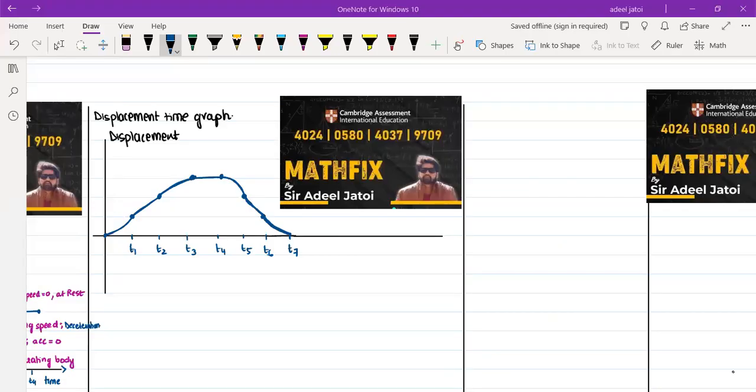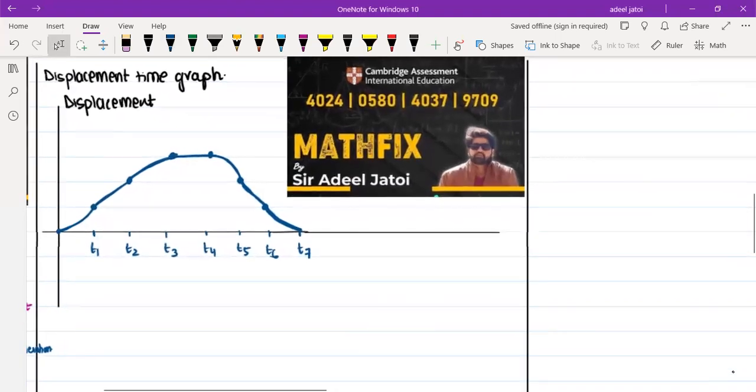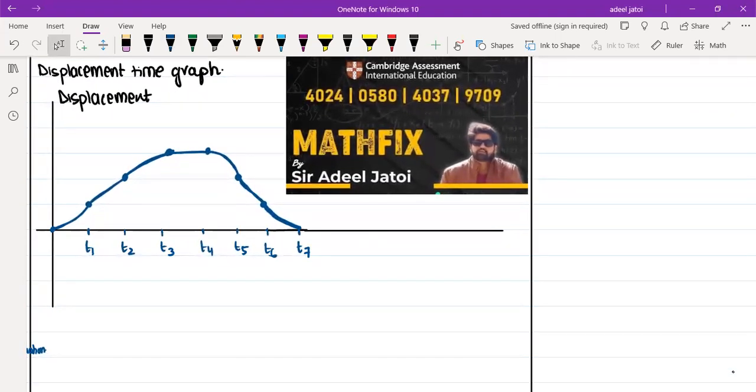Okay. Moving further after T7. Now you need to understand, let's say that we have T8, T9, T10, T11, T12, T13. And this is representing time.